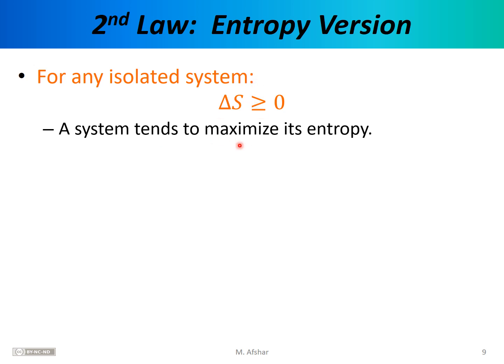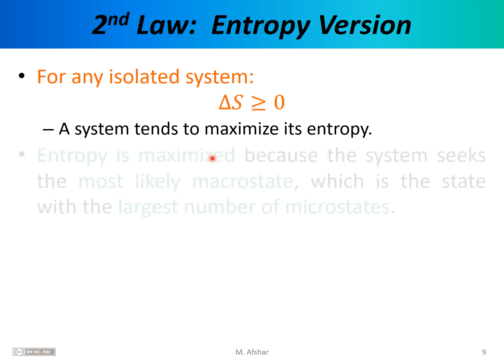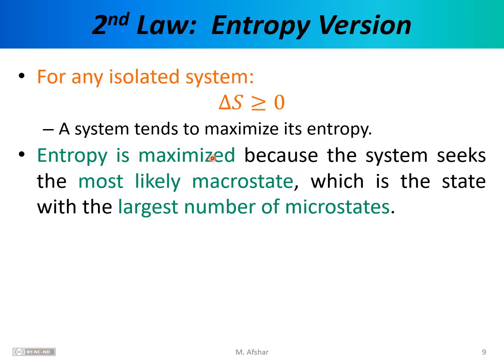Now that we understand that entropy is essentially an accounting of the number of microstates available to a system, we can better understand why entropy should always increase. Entropy is maximized because the system seeks the most likely macrostate. Remember that a macrostate is a description of the large-scale properties of a system like pressure and temperature. The most likely macrostate is the state that corresponds to the largest number of microstates.